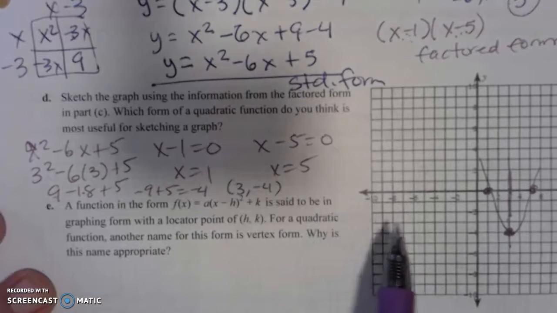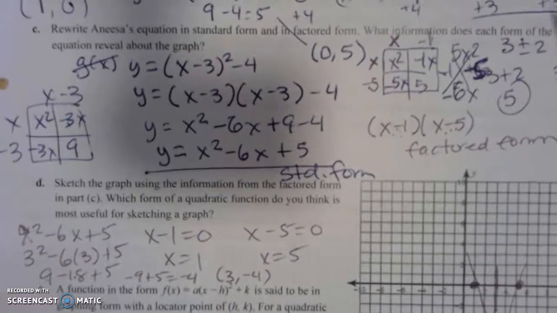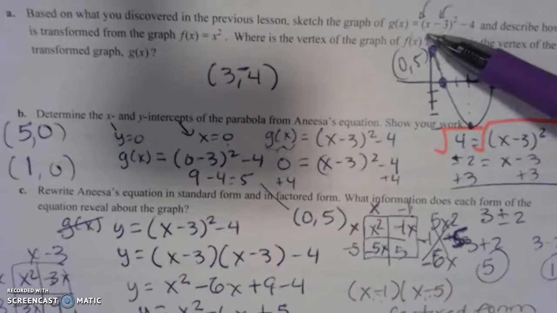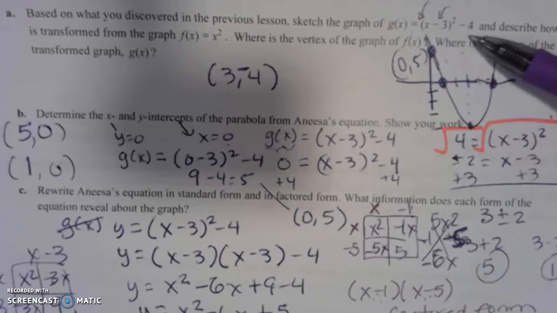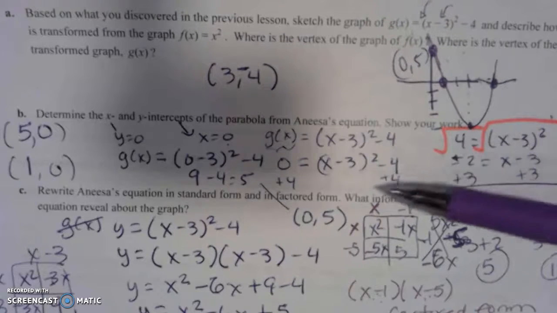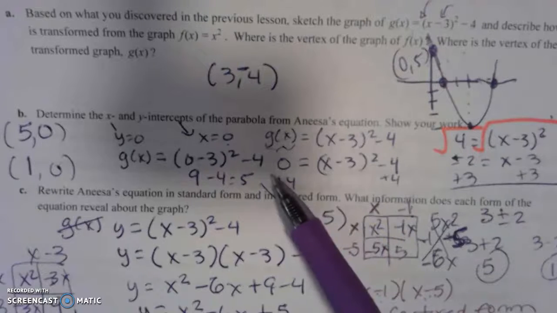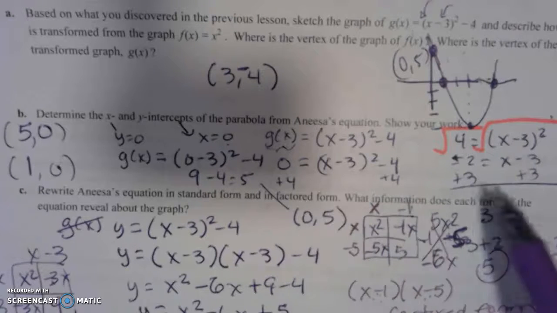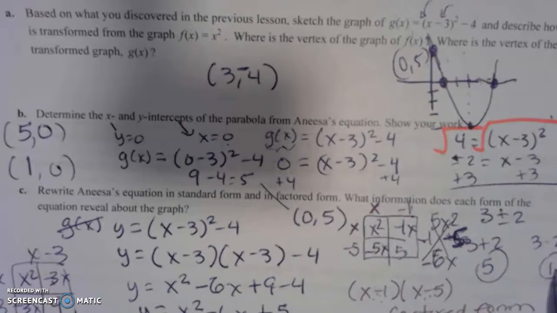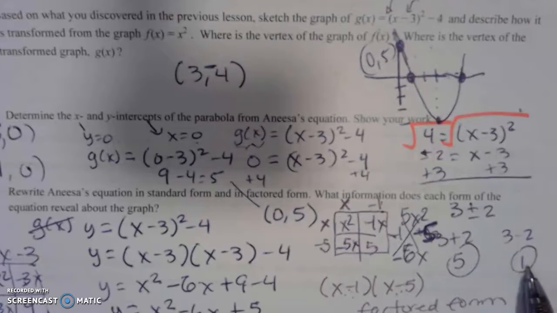But wasn't this nice form that Anessa had it in? From that form right there, I could just pull out the vertex. So it is nice. I can pull out the vertex. I can actually find the x-intercepts by setting y equal to 0. And then I found that we had 5 and 1, right here. And those were the x-intercepts. So this is all related to each other.